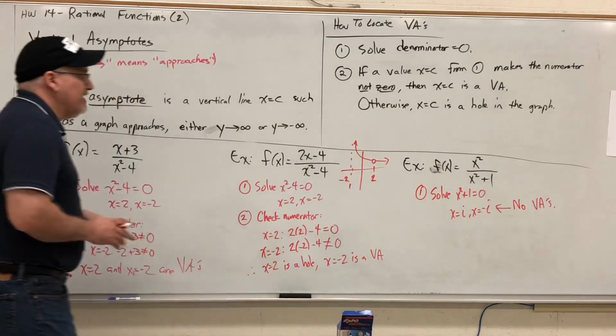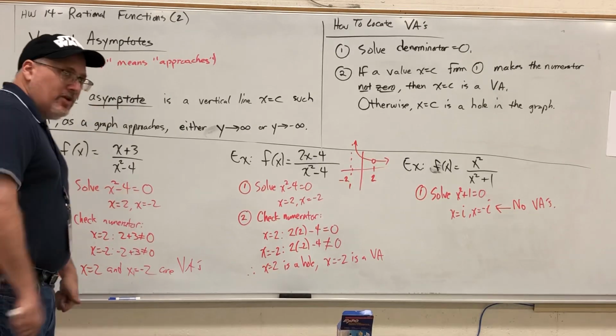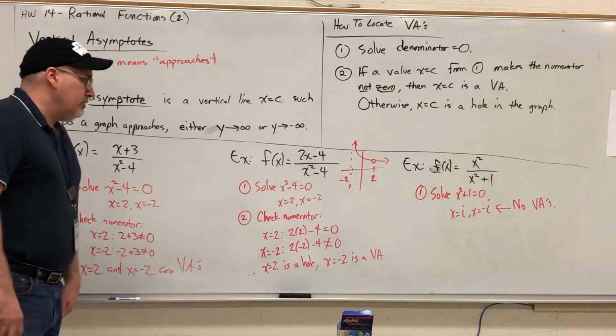So locating vertical asymptotes is pretty straightforward. Solve the denominator equal to 0, check it against the numerator. If it doesn't make the numerator 0, you're a vertical asymptote. But if it does, you're actually a hole in the graph.